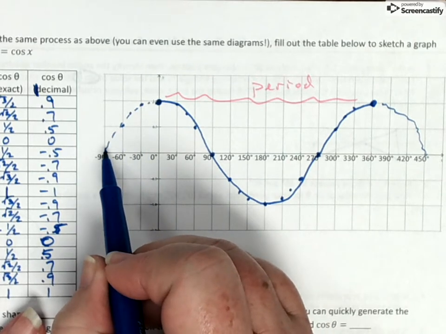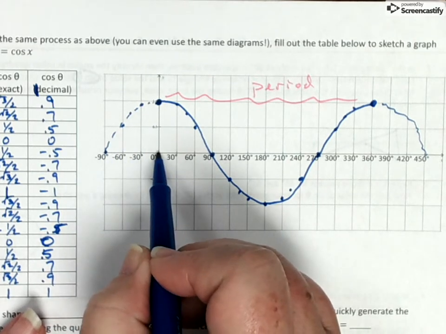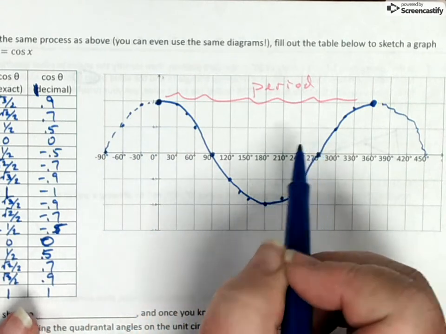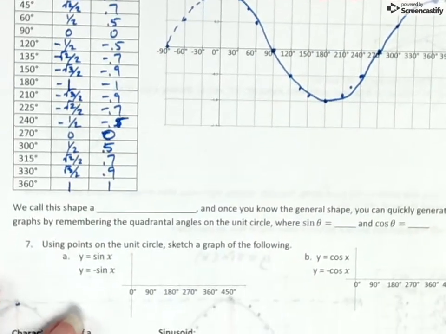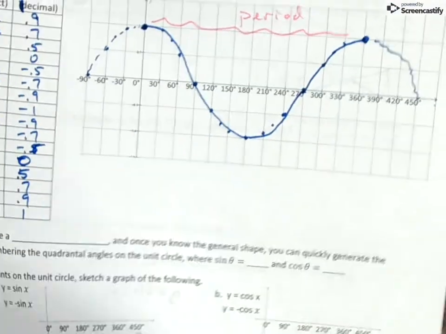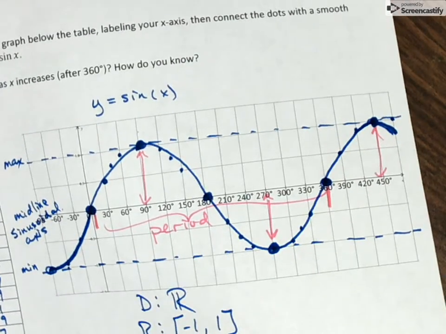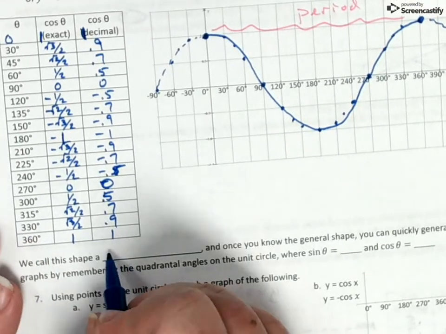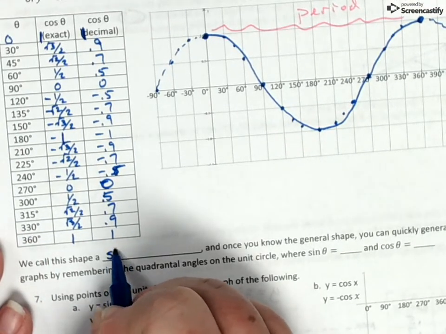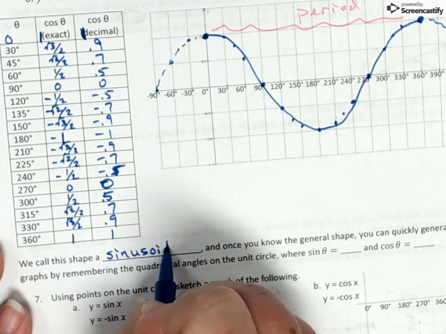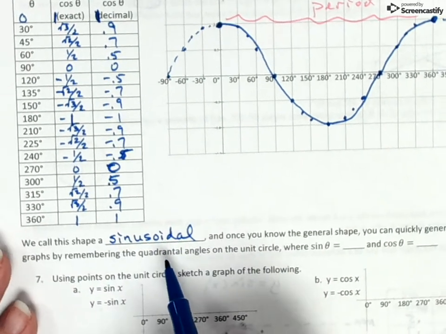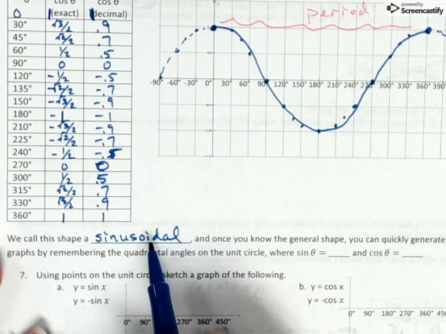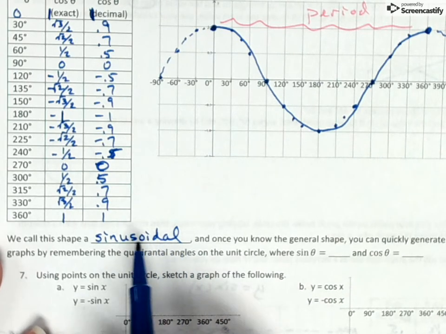If we started our original graph right here and we shifted it left 90 degrees, we would have had our sine curve. And that's because these graphs right here, both of these graphs, kind of make the same shape if you look at them. That shape is called sinusoidal. And that's the reason we had that weird name for the middle line, sinusoidal axis. It's because all sinusoidals are the same basic shape.